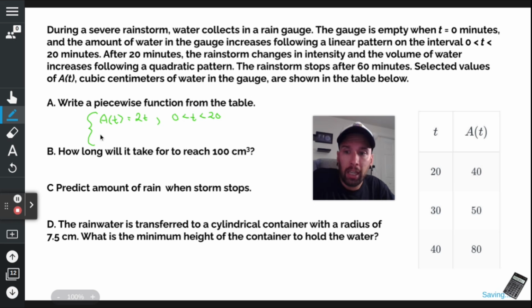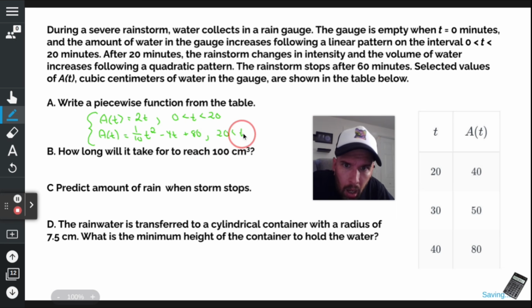Okay. The second part was quadratic. A of t. Okay, our calculator said something to the effect of 1/10 x squared, so I'll make it t squared. Okay, minus 4x, so I'll make it 4t, plus 80. And that is from 20 all the way up until 60.